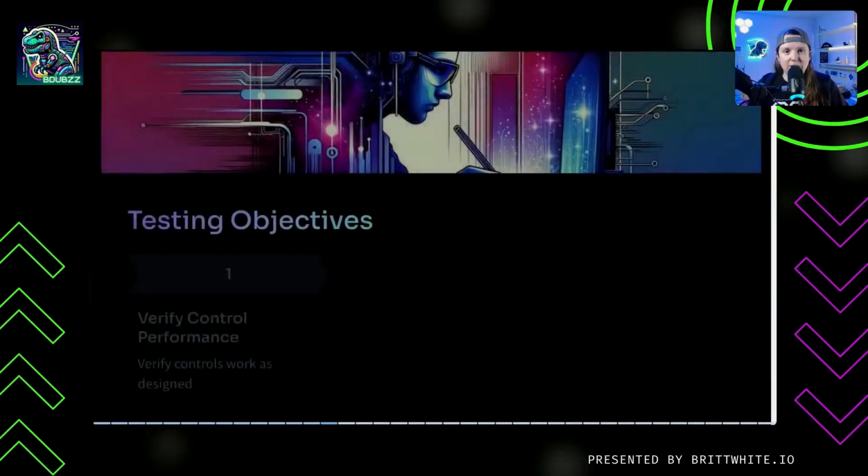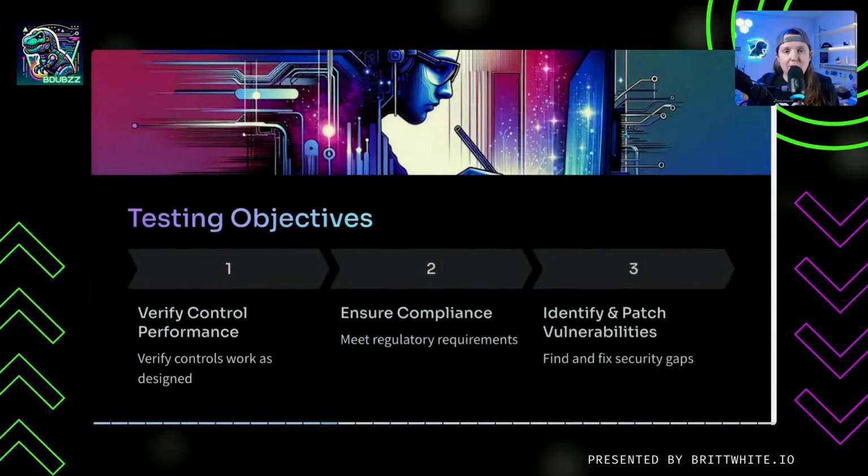Now you might be wondering, what's the ultimate goal of all of this testing? There's three key objectives that drive our security testing efforts. First, we need to verify that our security controls are performing exactly as designed, like a regular health checkup to ensure peak efficiency.